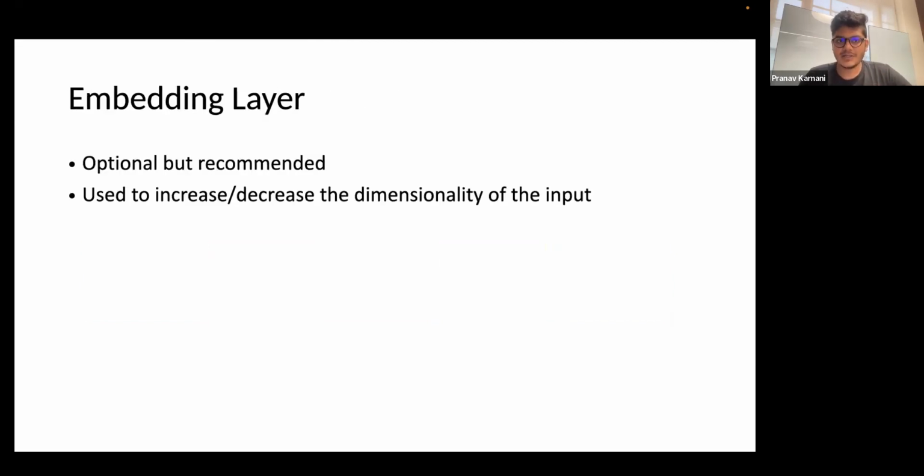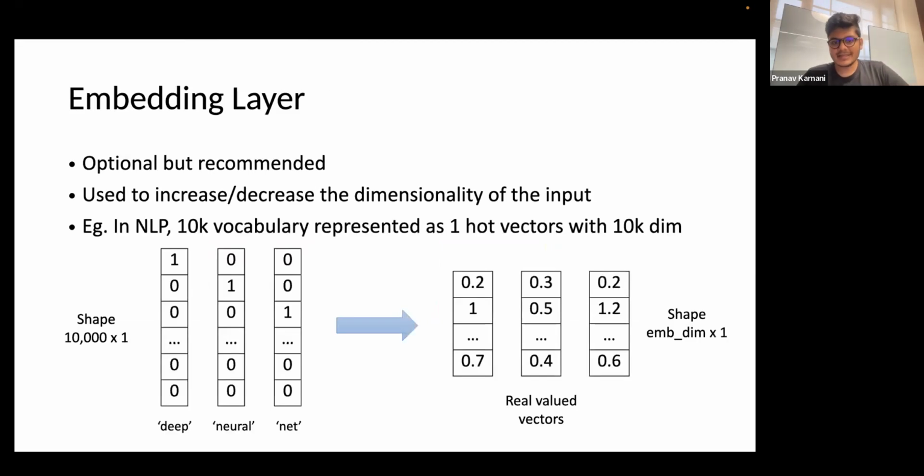The embedding layer is optional but recommended. It is used to increase the dimensionality of the input, as I mentioned. Here is an example. Suppose you have 3 words, deep neural net, and as we know, text can be represented as one-hot encoded vectors. But these one-hot encoded vectors have a lot of information between them. We can see the context ahead, and also from the context behind, we can derive some meaningful information. So we move from a one-hot encoded input of words to real valued vectors, which we call text embeddings.